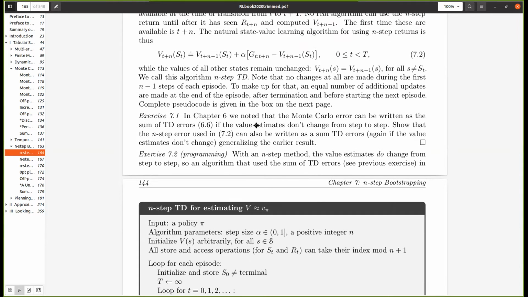But if we assume that the value estimates do not change over the course of the experiment, then the n-step error can be written as a sum of temporal difference errors.